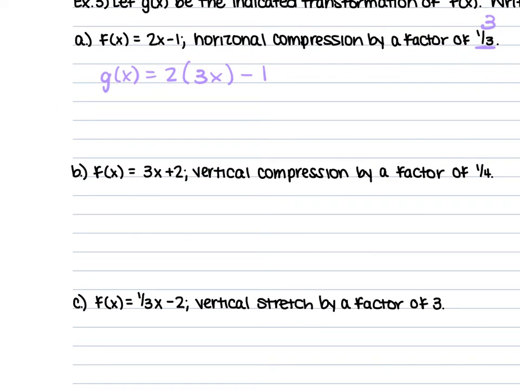For B, we're starting with f of x is equal to 3x plus 2. So we have a vertical stretch of 3, and then the plus 2 means that we're going up 2 units. And we're adding in a vertical compression by a factor of 1/4. So this 3 is going to be multiplied by the 1/4. So we're going to have g of x is equal to 3 times 1/4 x plus 2. So we want to multiply the 3 and the 1/4 to give us g of x is equal to 3/4 x plus 2.